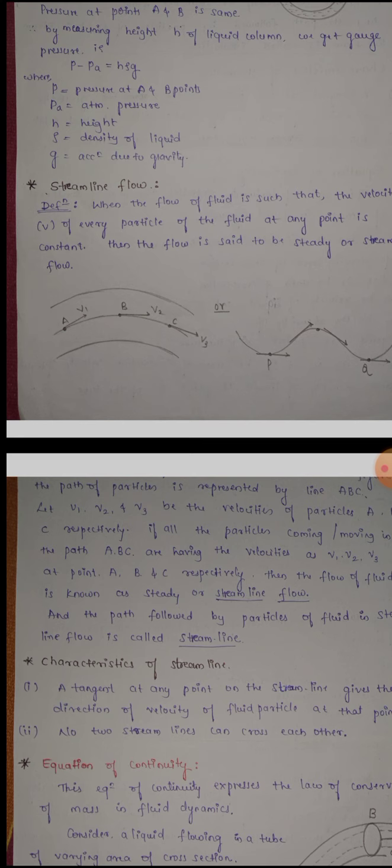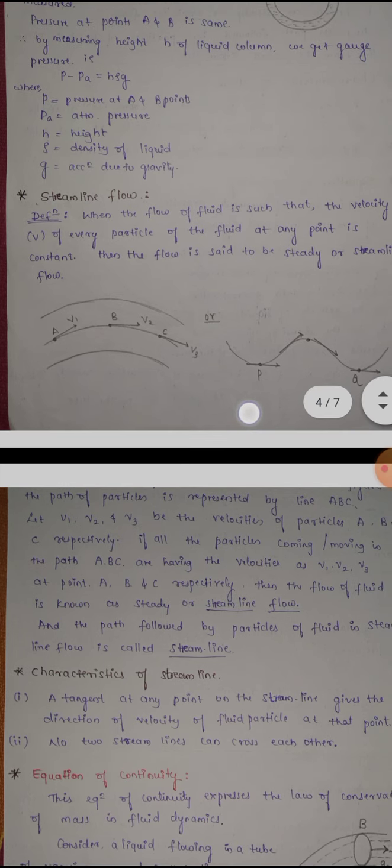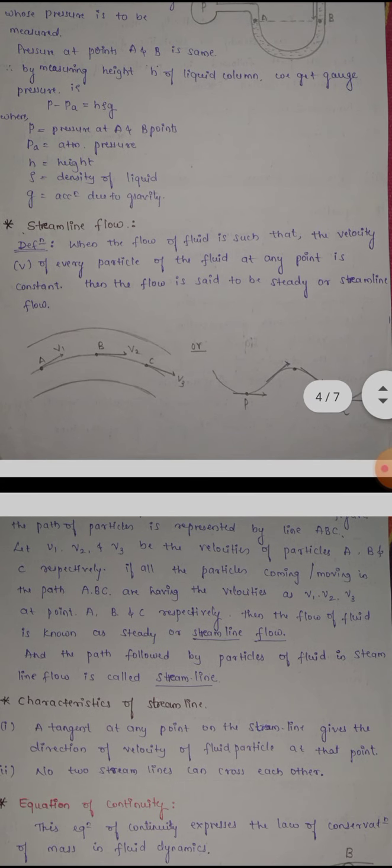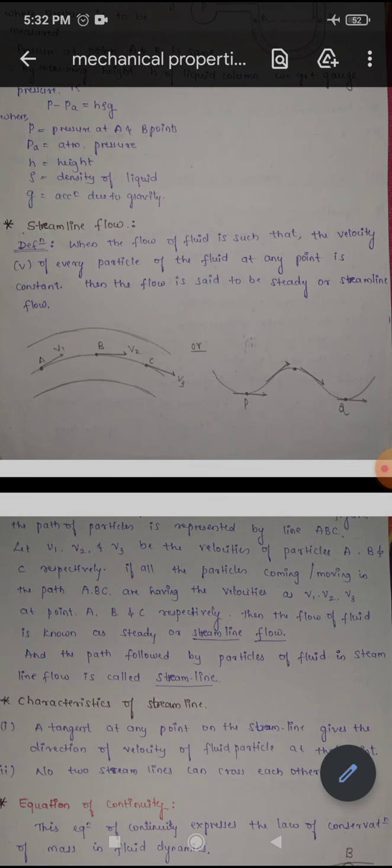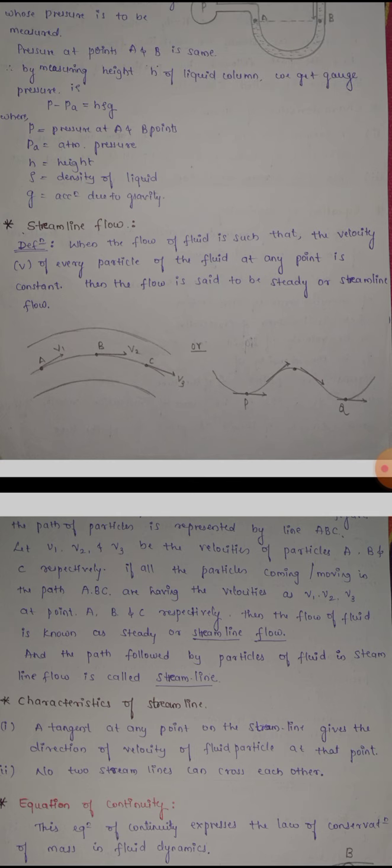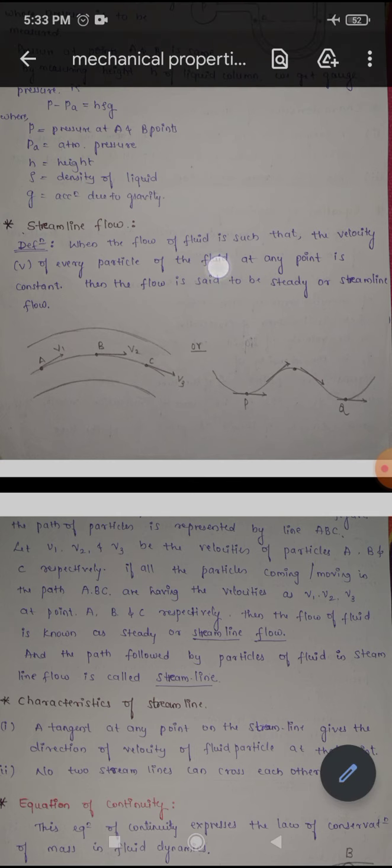And when you increase the water flow, the water rushes and there is no steady or smooth flow of water. So that is not a streamline flow. Earlier, when the water is flowing very smoothly, that is known as streamline flow. We will see the definition of streamline flow. When the flow of a liquid is such that the velocity v of every particle of the fluid at any point is constant, then that flow is said to be steady or streamline flow.